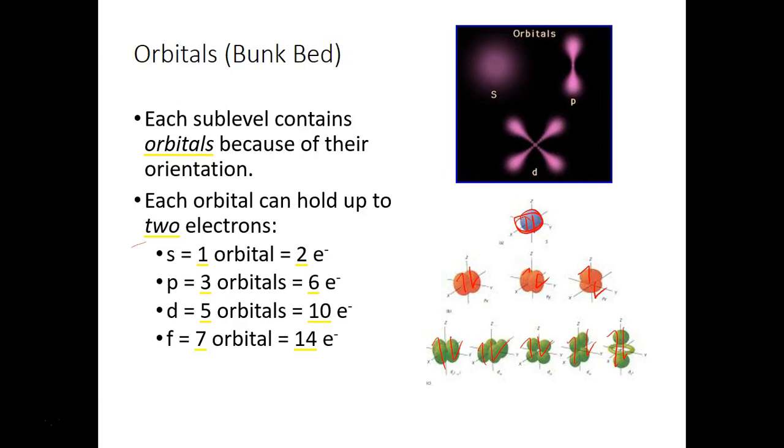Each sublevel is made up of an orbital. Yesterday the orbitals were represented by the bunk bed. If you remember, each bunk bed can hold 2 people. Same thing goes for an orbital. Each orbital can hold up to 2 electrons. In the s sublevel, there's one orbital. You can see over here in the picture, we can hold 2 electrons total in the s. The p orbitals, there's 3 of them. They can hold a total of 6. D can hold up to 10 since there's 5, and F has 7. We can hold up to 14.